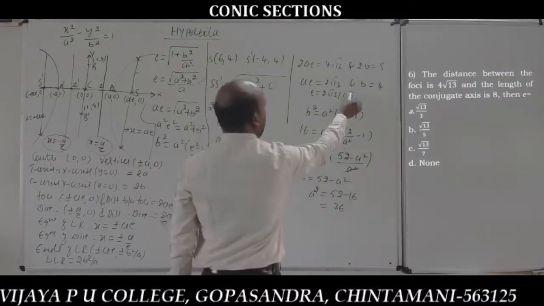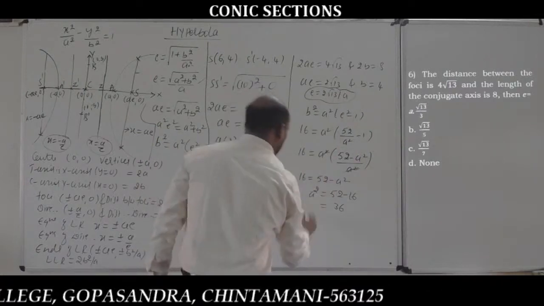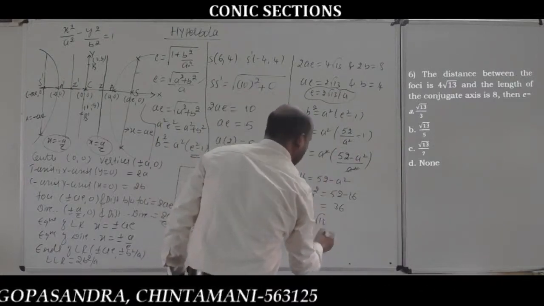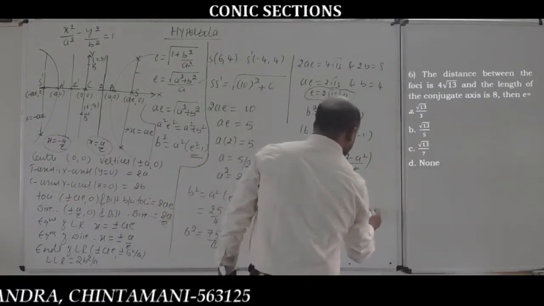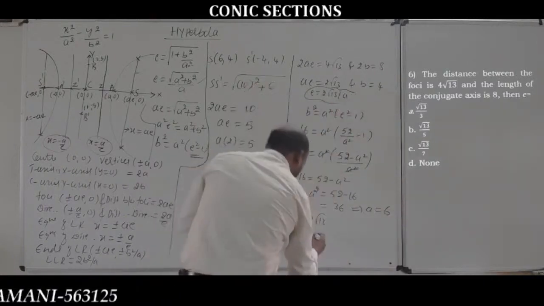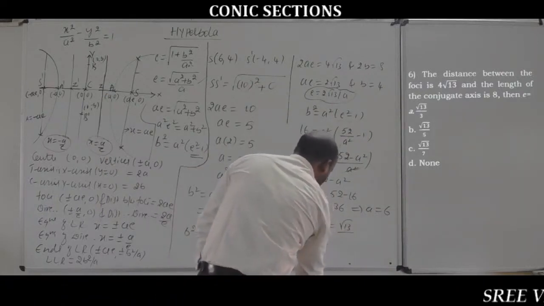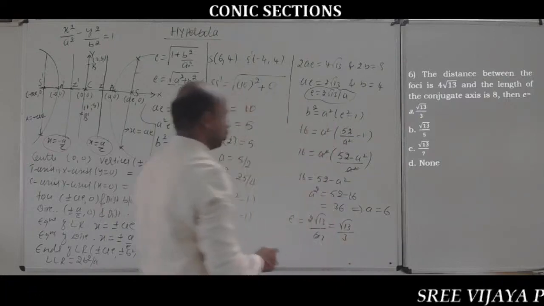And now the eccentricity e is equal to 2 times root 13 by a. A square is 36, so the value of a is 6. 2 root 13 by a, by 6. You will get 13 by 2, on the 2 threes, root 13 by 3.